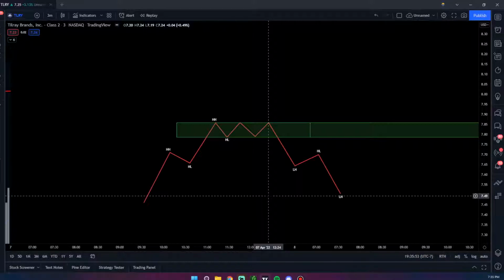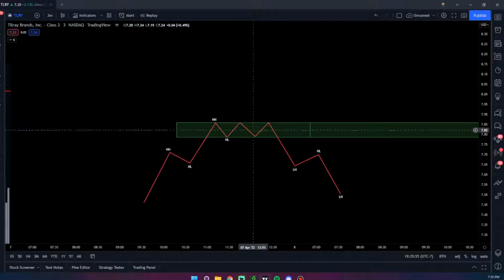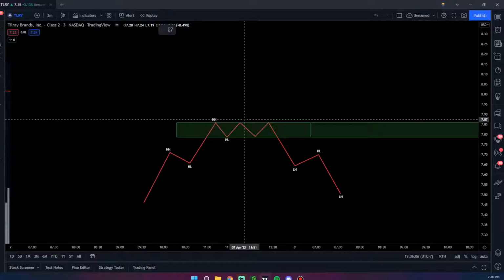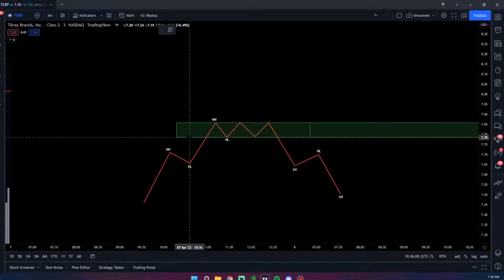Okay, once you recognize you have consolidation here, put your rectangle around it. And the breakout from consolidation is actually going to be like a measured movement. And what you do is you measure from the bottom of the rectangle to the top of the rectangle.